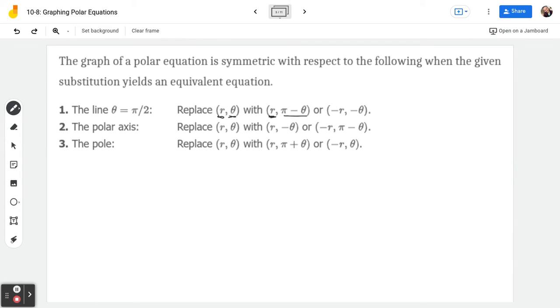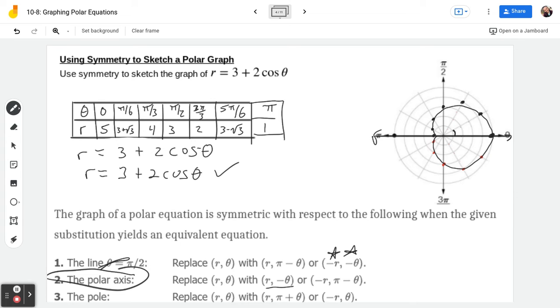More specifically, if something is symmetric with respect to theta equals pi over 2, you can replace r and theta with r comma pi minus theta, or this one's my favorite because it's easier, negative r comma negative theta, and you're going to get the exact same answer. This is kind of like when we talked about in Algebra 2, when something is symmetric with respect to the y-axis, you can replace all of the x's with negative x and get the exact same thing. So here are some general rules. We're going to come back to them in a minute. Just know that they are here. Let's go ahead and talk about our next example.